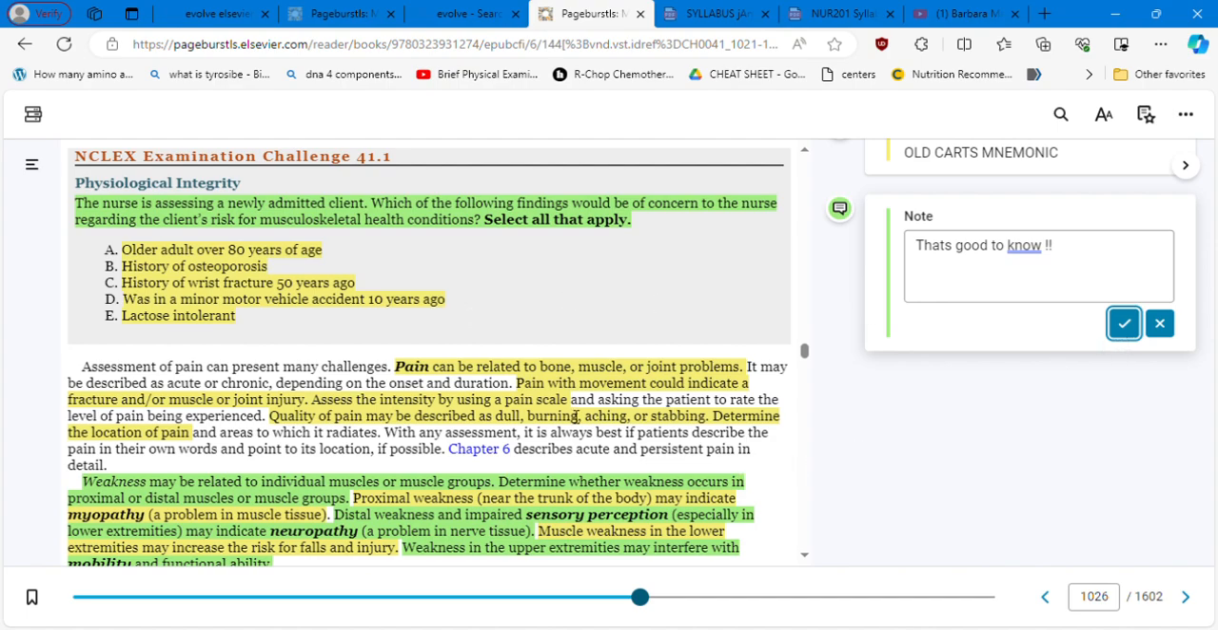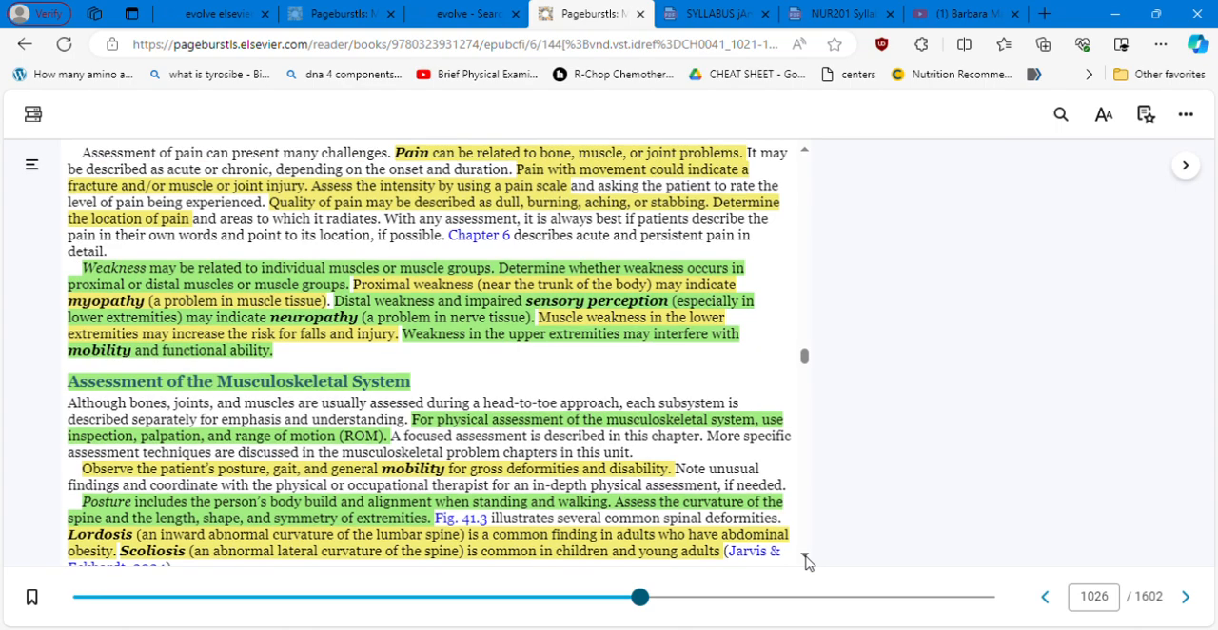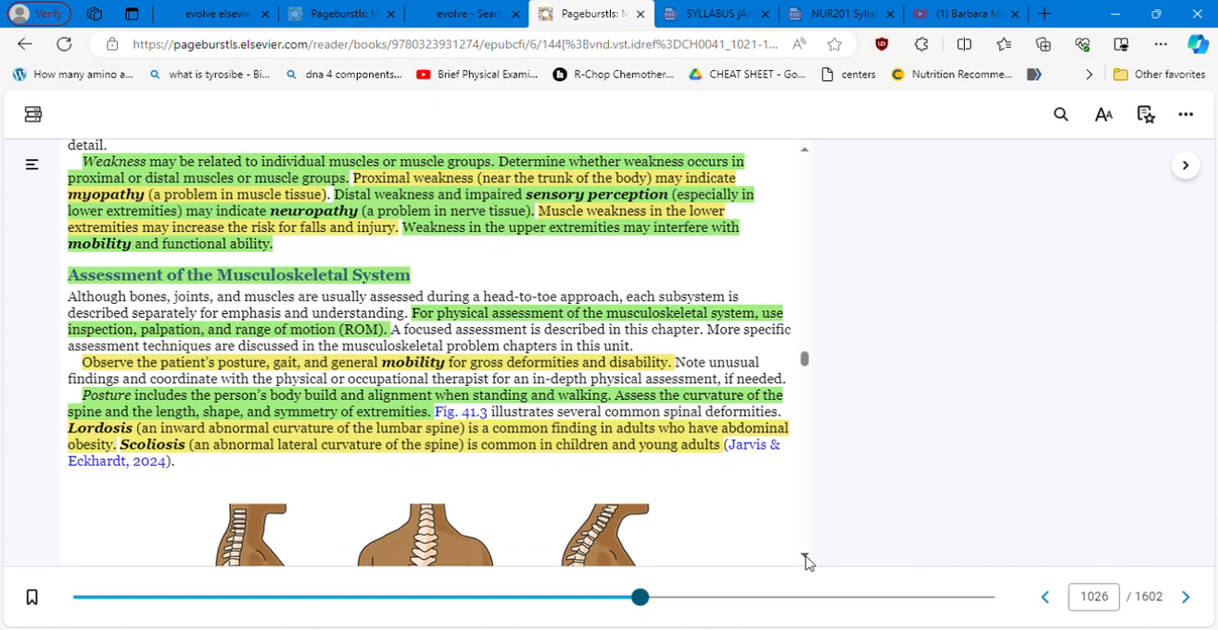Pain can be related to bone, muscle, or joint problems. Pain with movement could indicate a fracture and or muscle or joint injury. Assess the intensity by using a pain scale. Quality of pain may be described as dull, burning, aching, or stabbing. Determine the location. So the mnemonic is going to help you with that. Weakness may be related to individual muscles or muscle groups. Determine whether weakness occurs in proximal or distal muscles or muscle groups.